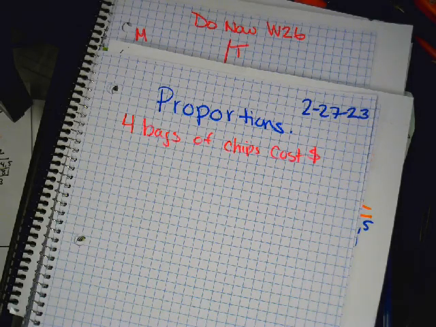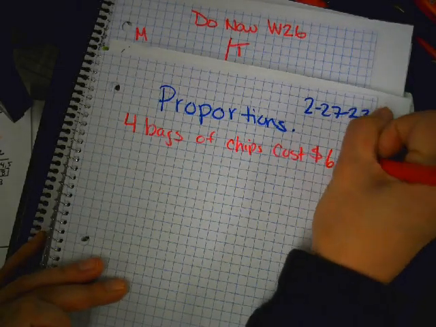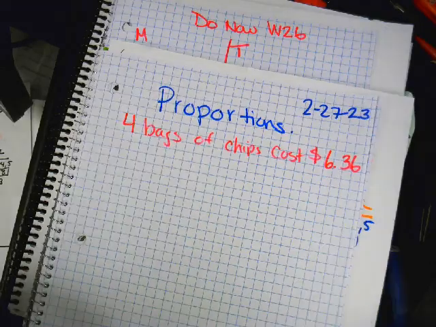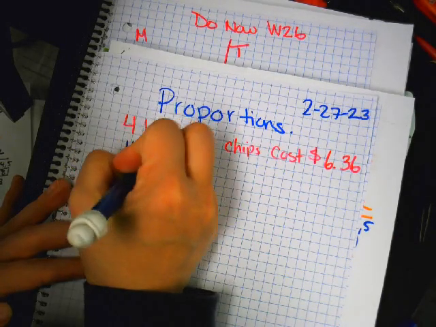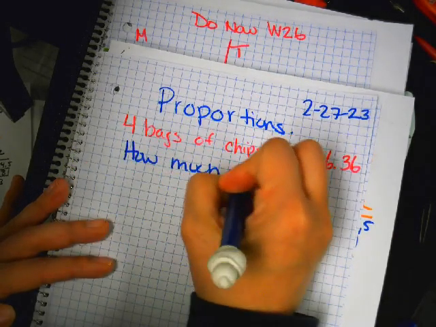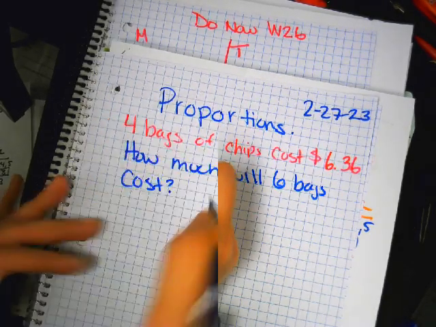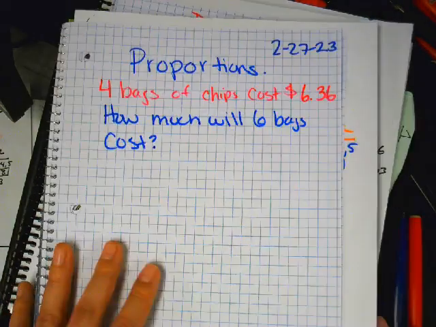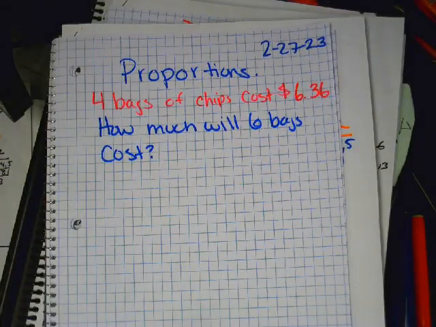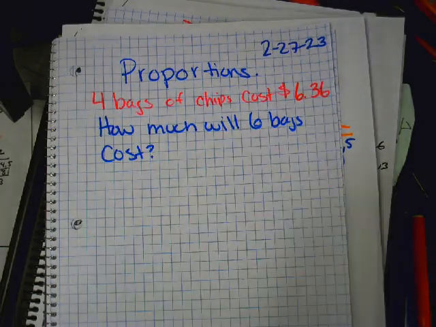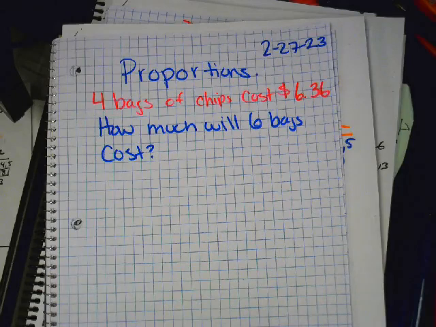Okay, how much did 4 bags cost in the do now? $6.36. Okay, so the question is for me, how much will 6 bags cost? Do we already know the answer? Yes, we already did this in the do now, right? But I'm going to show you a different way of doing it without having to do a lot of work. Just kidding, it's not. All right, so what we're going to do is we're going to set up a proportion.